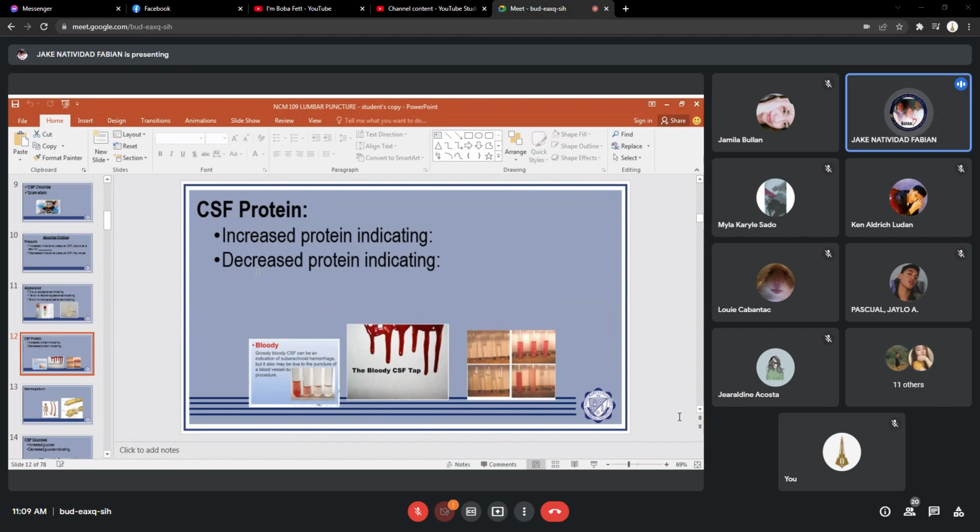Pag-increase ang ating protein, then that suggests possible, number one, diabetes mellitus. Number two, tumor. Number three, trauma. I repeat, when your CSF protein is increased, it may suggest diabetes mellitus, trauma, or tumor.